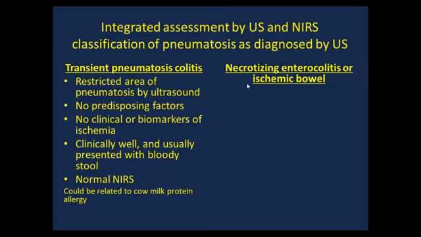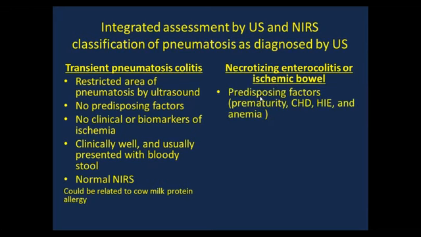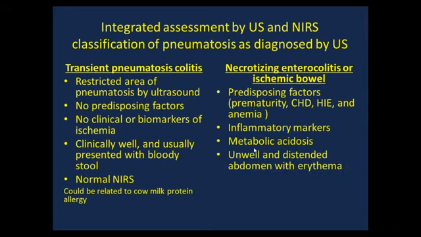And on the other hand, we have true necrotizing enterocolitis or ischemic bowel. In most of these cases, we should have predisposing factors like prematurity, congenital heart disease, HIE, or severe anemia. There will be inflammatory markers like high CRP in this category, or metabolic acidosis. Usually the infant in this category looks unwell with a distended abdomen and erythema of the abdominal wall, and abnormal oxygen extraction by near-infrared spectroscopy.